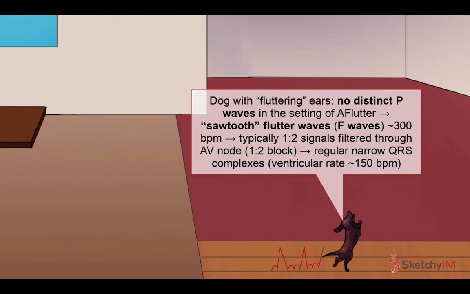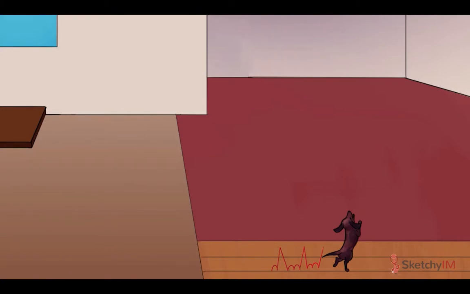The AV node blocks some of these impulses, and others get filtered through, forming narrow QRS complexes as the ventricles get activated, which is why this fluttering wiener dog is performing lots of little hops, but every once in a while a big jump as she depolarizes the ventricle, if you will.